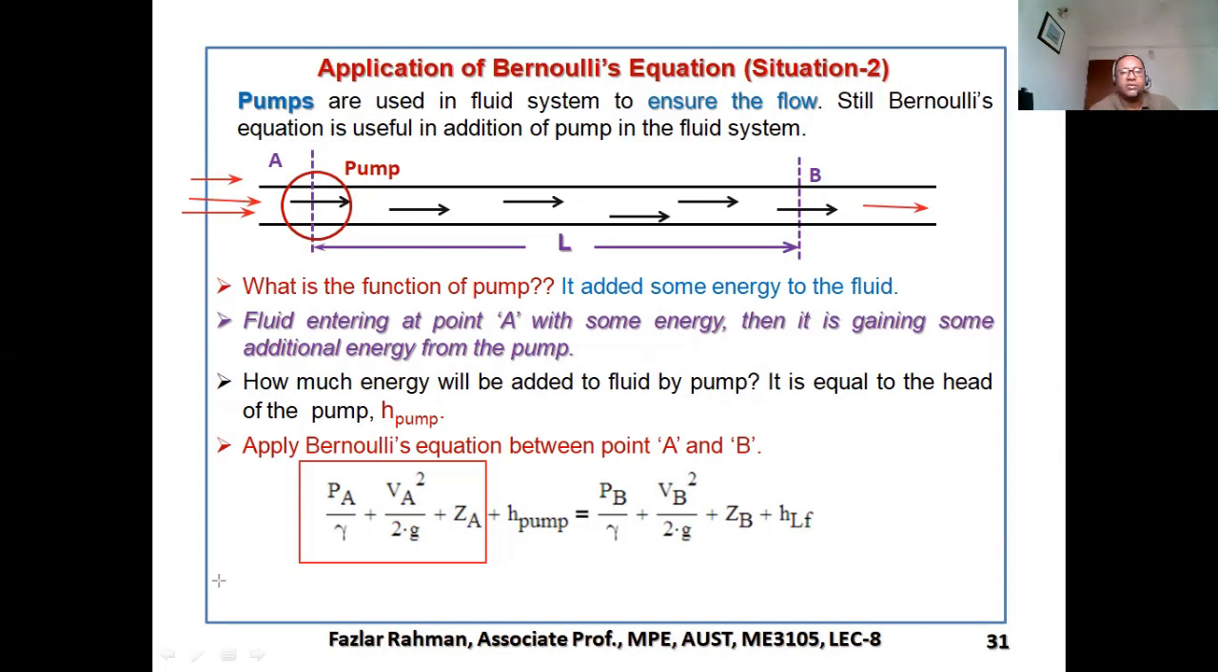So when the fluid comes in at point A with this much energy, the pump gives it some energy, an energy boost, H pump. With that much energy, it goes to point B. After coming to point B, it has this much energy, since it lost some energy between point A and B. So you get this. So the pump actually adds some head to the fluid.